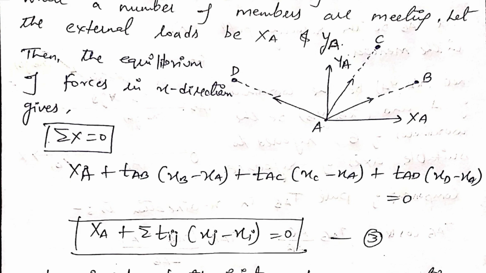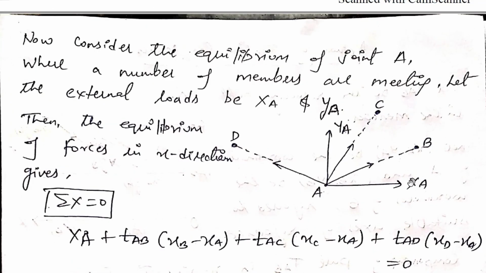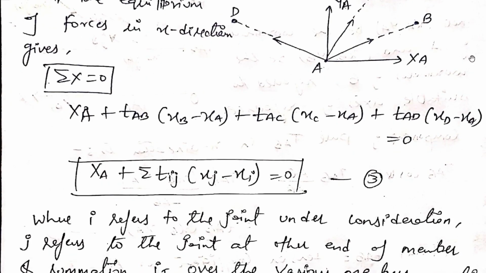Now consider a joint A with an external force XA in the positive X direction and an external load YA in the positive Y direction, with members AB, AC, AD. For summation of Fx equal to 0, at joint A we have the external load XA in the positive X direction, plus the tension coefficient of member AB times (xB minus xA), plus tAC times (xC minus xA), and likewise tAD, which is equal to 0. If I generalize this equation, I get XA plus the summation of all the tension coefficients, that is, summation of tij.